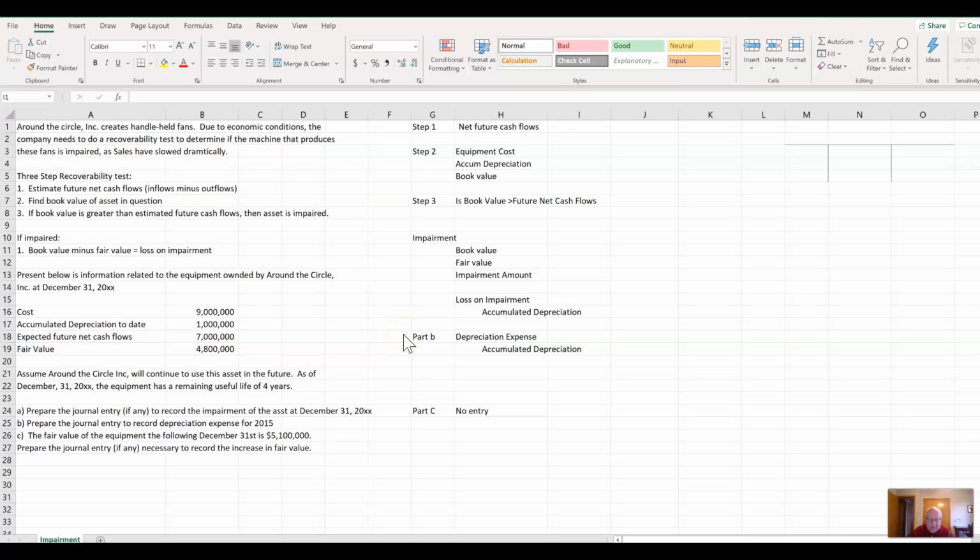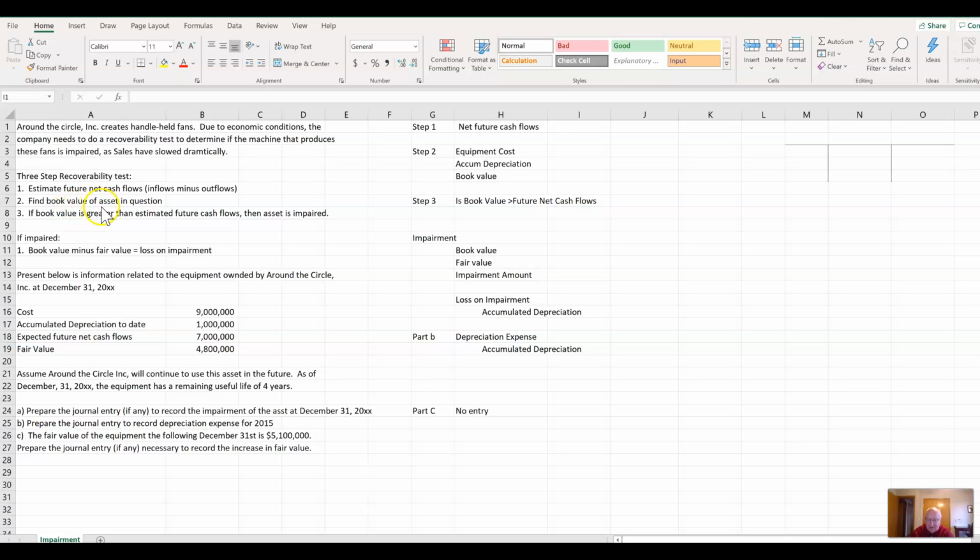Hello, we're going to do the test for impairment of assets, but before we do, there's some things we need to be aware of. One is the test that you have to have. There are 3 steps. First, you have to estimate the future net cash flows. This is your inflows minus your outflows, and how much is going to be over the remaining life of the asset. And then we find the book value of the asset in question.